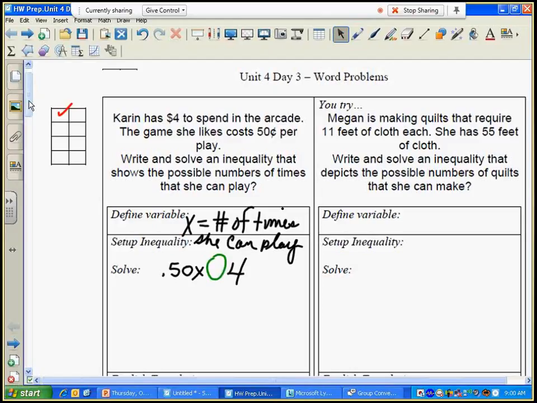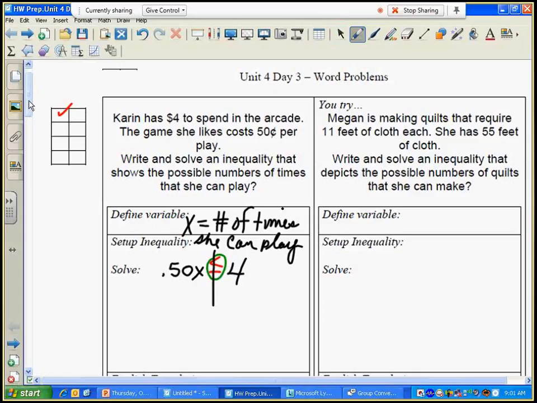Well, let's talk about it. If you've got $4 to spend, you could spend $4. So this inequality could be equal to 4. Okay? But also, you won't be able to spend more than that $4. You could spend less because she could play, well, no, maybe just once or twice. So that 0.50x needs to be less than or equal to 4.